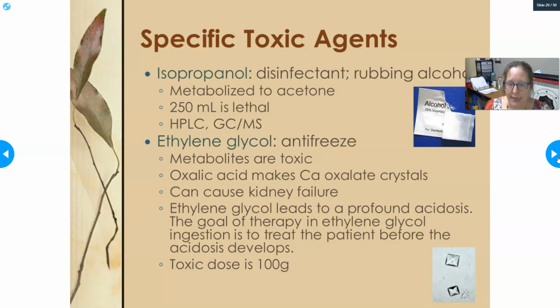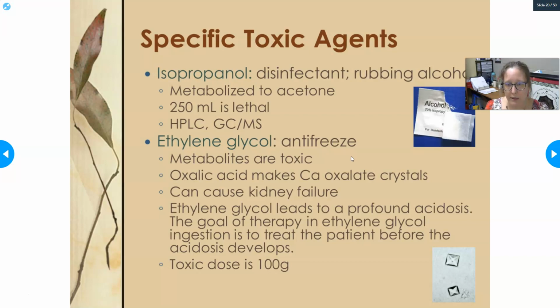Ethylene glycol is antifreeze. The metabolites also are toxic. One of the metabolites is oxalic acid, and it will crystallize as calcium oxalate crystals, which are shown right here. Very pretty crystals. They'll show up in the urine, but this can cause kidney failure, so this is really bad. So usually ethylene glycol antifreeze ingestion is done on purpose, or somebody could be trying to kill somebody by poisoning them.